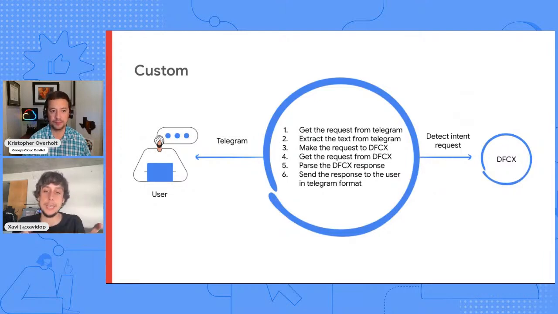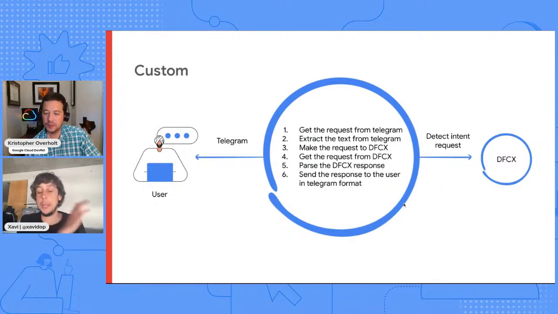Is as easy as basically create this service that reads from Telegram the user request, transforms that information into a Dialogflow CX request, then makes the request, reads the response from Dialogflow CX, parses that information into a Telegram way, and sends the response to Telegram. So that is how you will build a custom integration, as we told before, and it's very powerful.